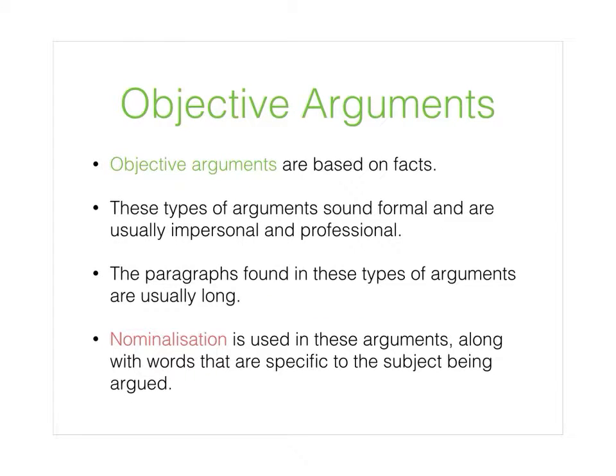Objective arguments. Objective arguments are based on facts. These types of arguments sound formal and are usually impersonal and professional. The paragraphs found in these types of arguments are usually long. Nominalization is used in these arguments, along with words that are specific to the subject being argued.